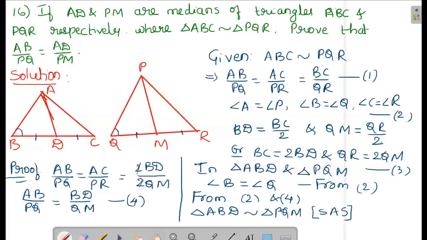When these two are similar, then we can write AB by PQ is equal to AD by PM. Hence the proof. So this is all about exercise 6.3. We have completed all the problems in 3 parts. Just go through the problems and watch it once or twice to make the proof part clear. Thank you.